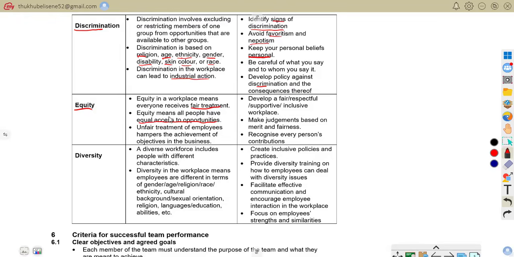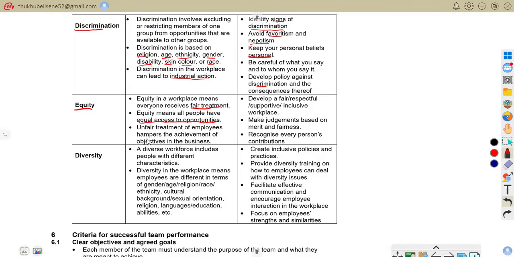Fair treatment, equity means all people have equal access to opportunities. So you're talking about whereby now you are going to treat people equally. We are talking about equality. Fair treatment and equal example, giving both male and female employees equal chances for promotion. That's what we are talking about. We're not talking about equity.